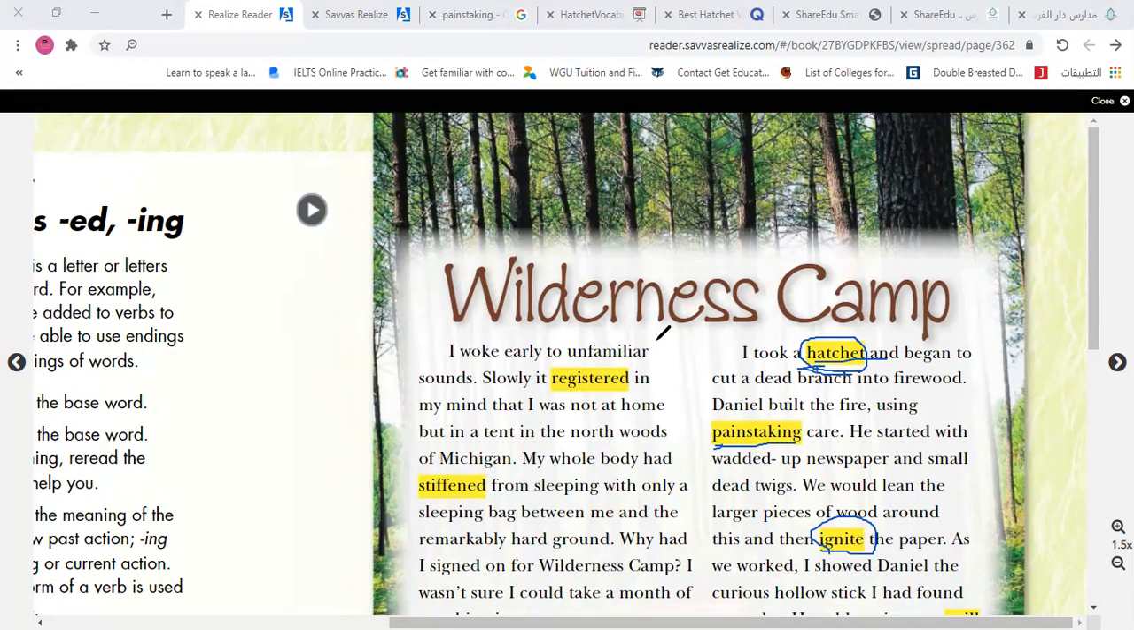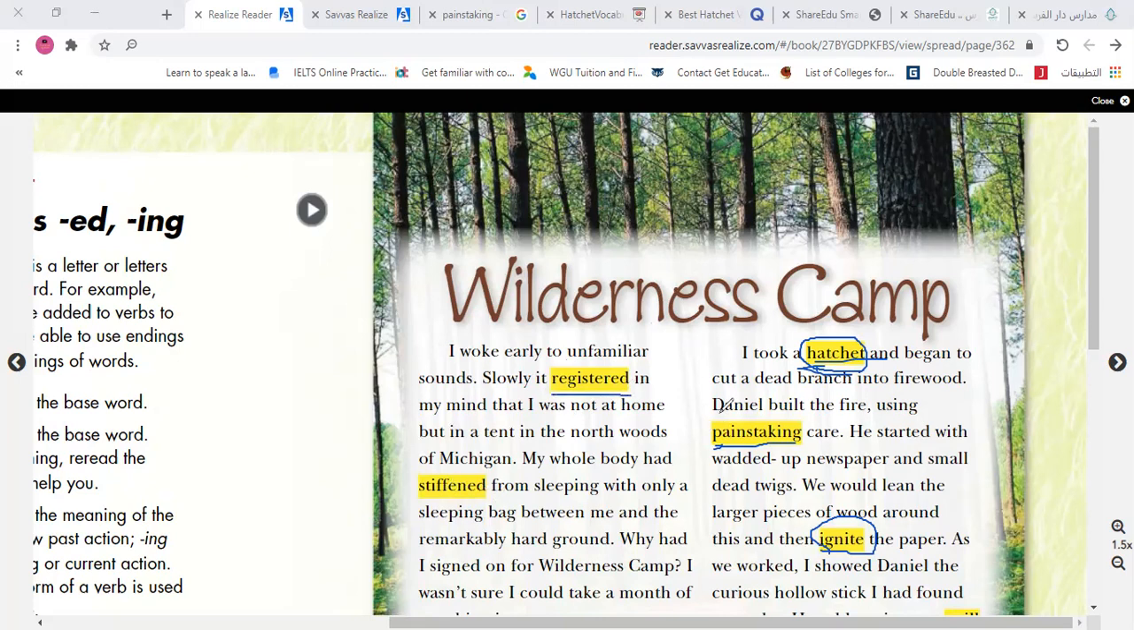Then I wanted to go to the school, but I registered in my mind that today there is no school. So what does it mean, registered? Like wondering or realized. I realized that today there was no school.